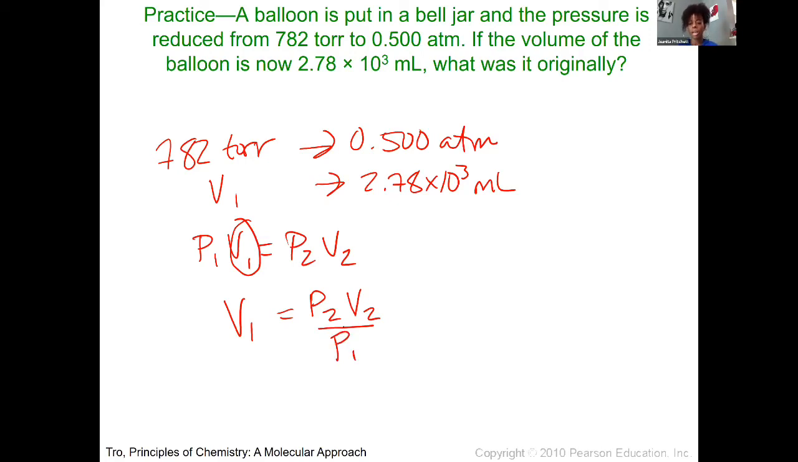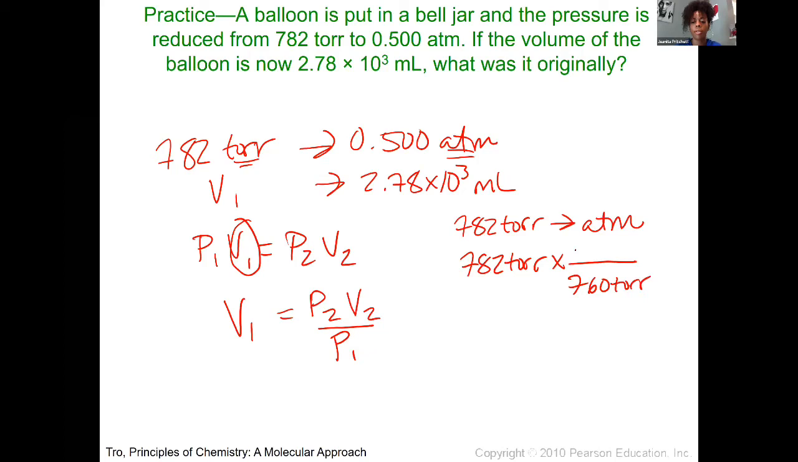Now, before we simply plug and chug the numbers, you should have a red flag going off. What should come to mind is, wait a minute, my pressure units are not the same. So one of those has to change before we plug it into the equation. I'm likely just going to change from torr to atmosphere, because atmosphere is the base unit that I want to get to. So I take 782 torr and convert it to atmospheres, using the relationship that there are 760 torr for every 1 atmosphere. If we take 782 divided by 760, we end up with 1.03 atmospheres. That's what we're going to plug in for P1.